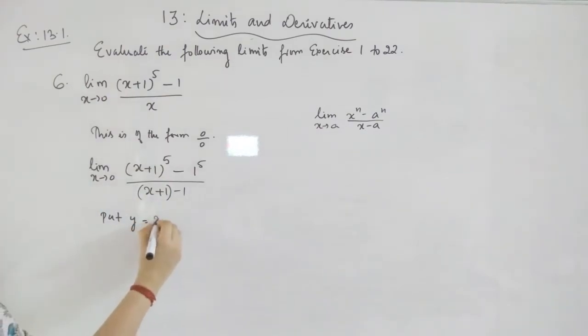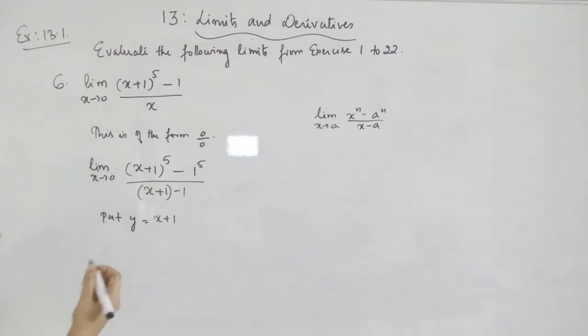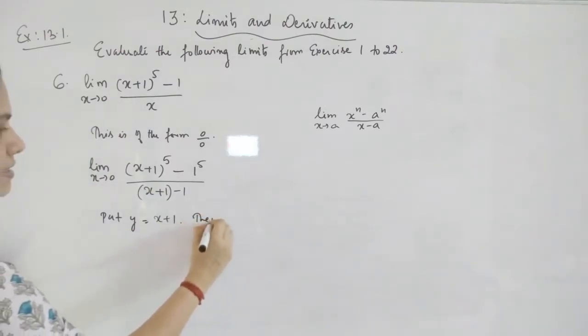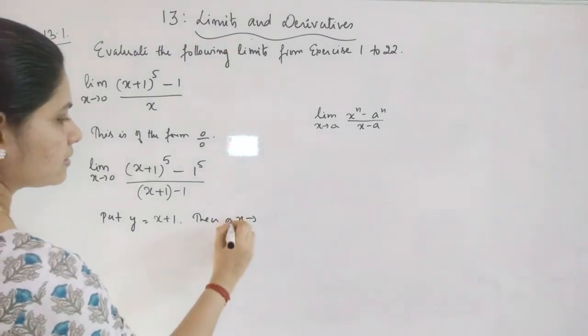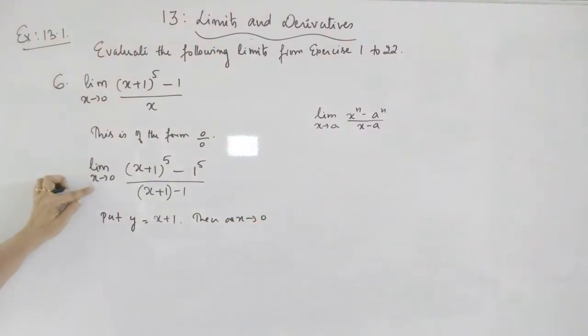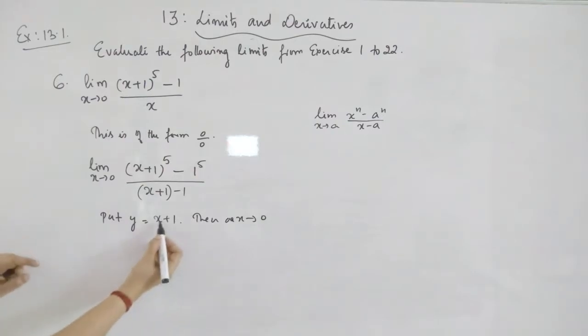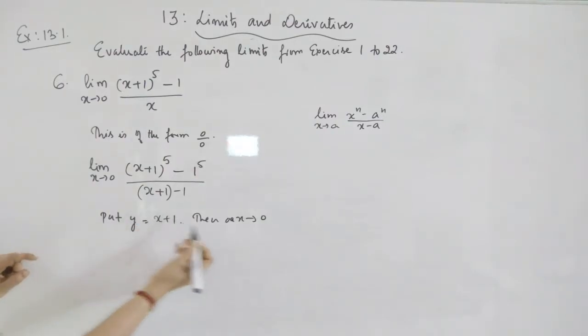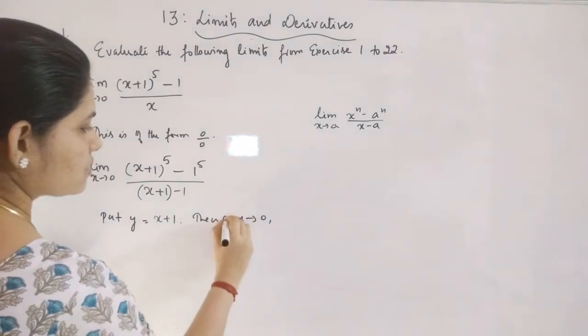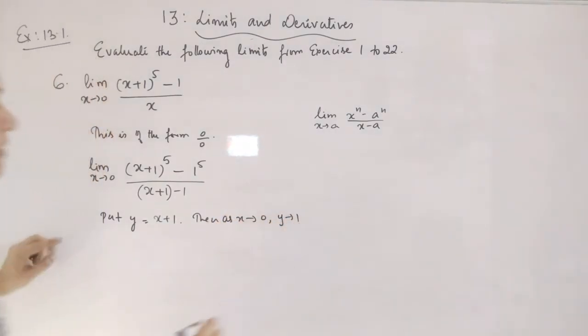Okay, so this will be y is equal to x plus 1, suppose. When I say that x is tending to 0, as given in the question, what will happen to y? When x tends to 0, y will tend to 1. As x tends to 0, y tends to 1. That means we can replace the limit as well as the terms in terms of y.